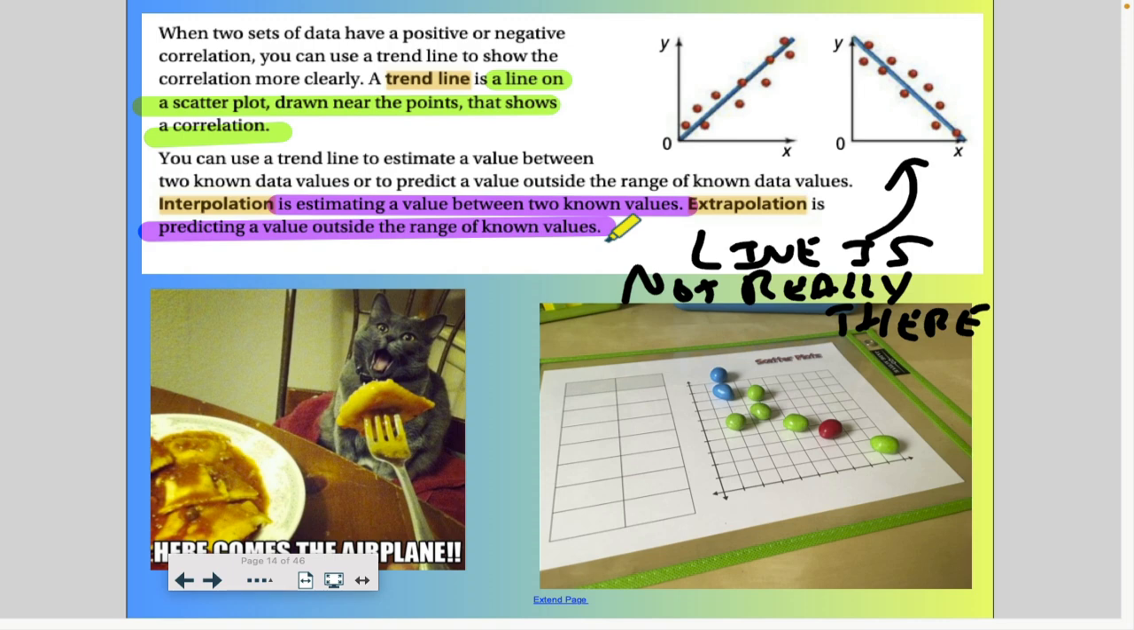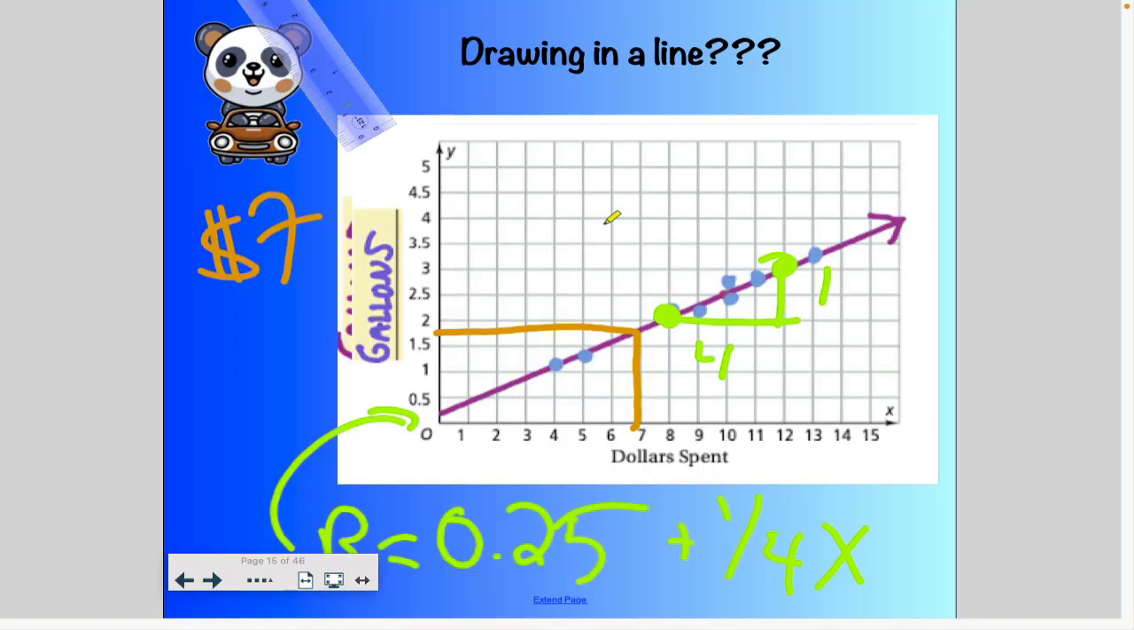Extrapolation is harder. It's doable. It's very hard. So what if I ask you to use my model to predict how much gas I could buy for $25? Could you do it? Yeah. Could it be wrong because it's so far away? Yeah, it's harder to do that. Okay, it's easier to predict within what you know. It's harder to predict what's going to happen like way down here.